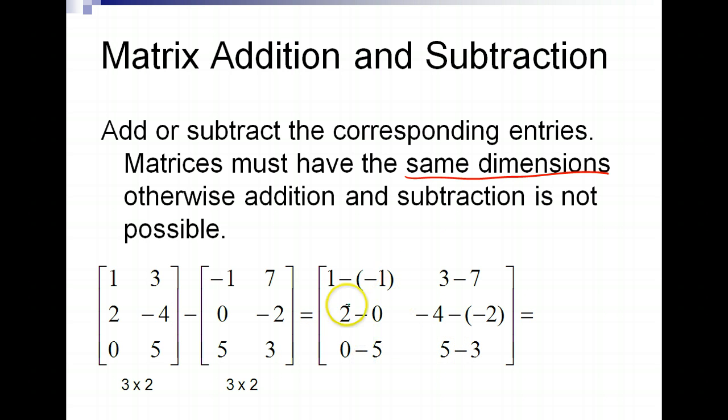Now I need to perform the operations. 1 minus negative 1 is 2. 3 minus 7, negative 4, and so on. Notice that my final answer has the same dimensions as my first two matrices. Addition will be performed the same way as subtraction, except instead of subtracting my entries, I'm going to add my entries.